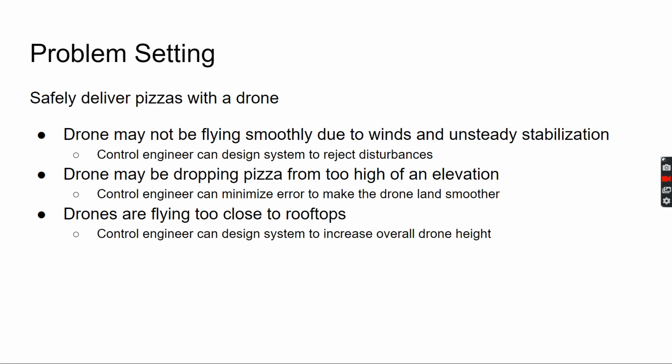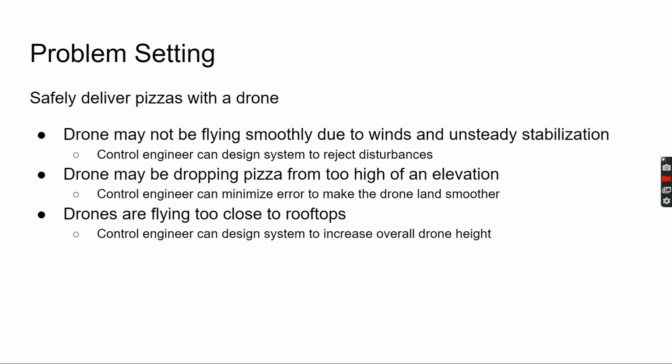The problem that the team, the Three Stooges, set out to solve is that of pizza delivery via a drone. This problem has many issues that the team identified as areas where a control engineer could fix. First, the team identified that the drone may not be flying smoothly because of winds and unsteady stabilization. In feedback systems, this is called a disturbance. A feedback engineer can design a system in such a way to reject these disturbances.